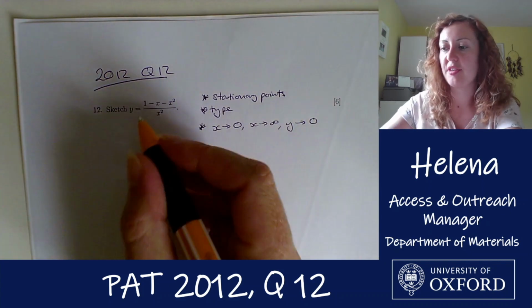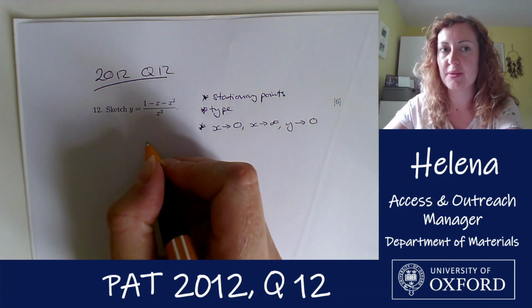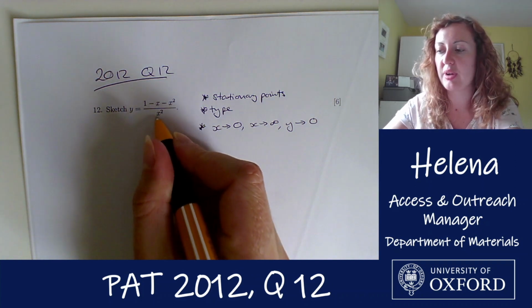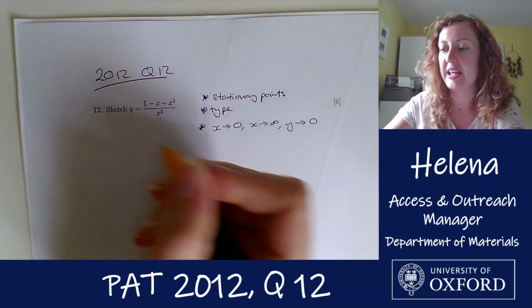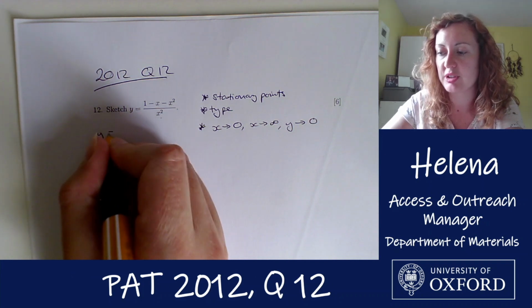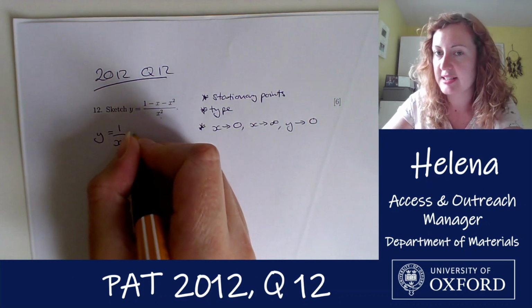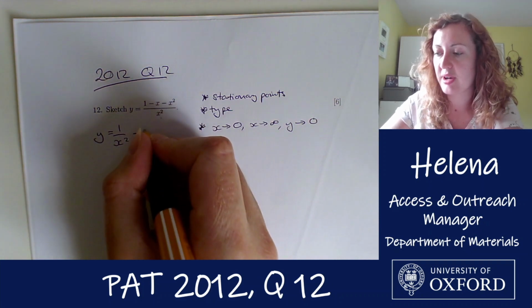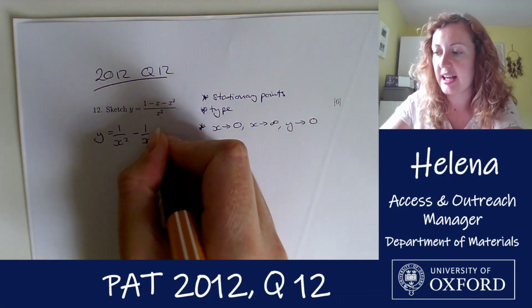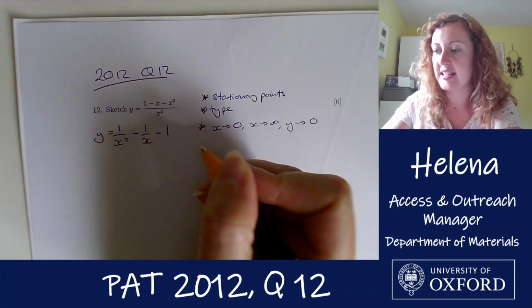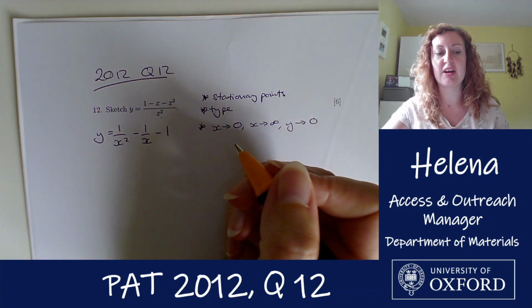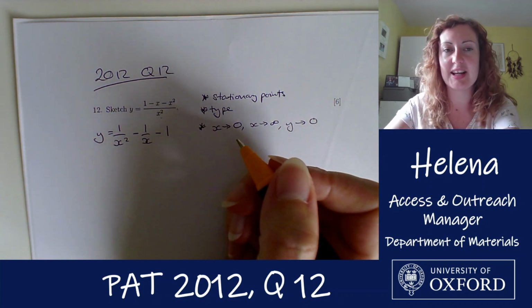Okay, so first of all, I'm just going to rewrite this equation. I'm going to divide through each term by this denominator because I feel like that might be helpful to us. So if I do that, I have y equals 1 over x squared minus x over x squared, which is 1 over x, and then x squared divided by x squared is 1. Okay, so we've rewritten our equation slightly there.